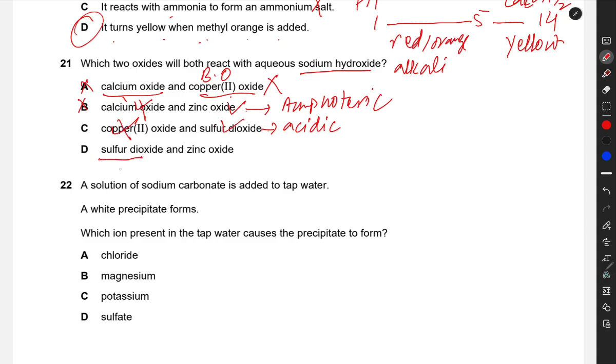Sulfur dioxide is an acidic oxide. This is amphoteric. So both react with sodium hydroxide to form salt and water. Because sulfur dioxide is an acidic oxide and zinc oxide is an amphoteric oxide, both the acidic oxide and the amphoteric oxide react with sodium hydroxide to form salt and water. So D option is the correct option.